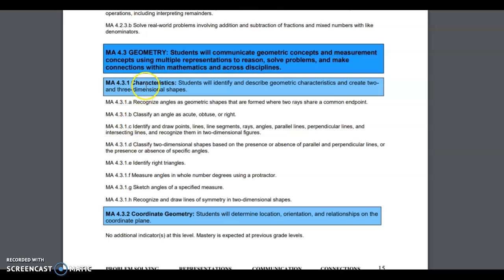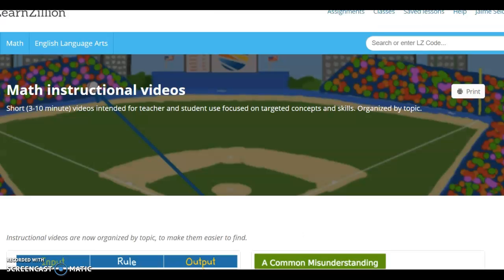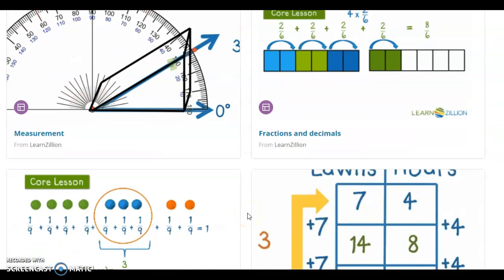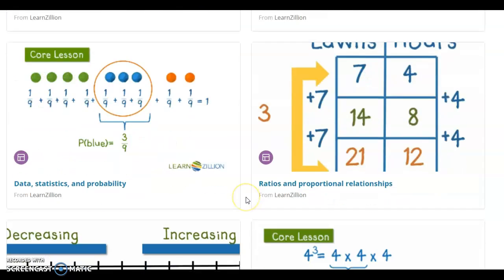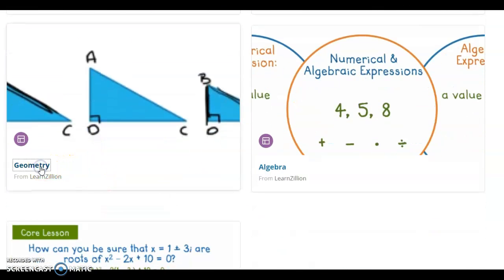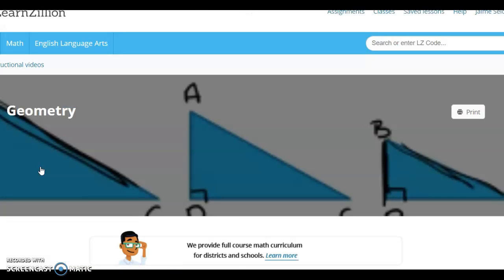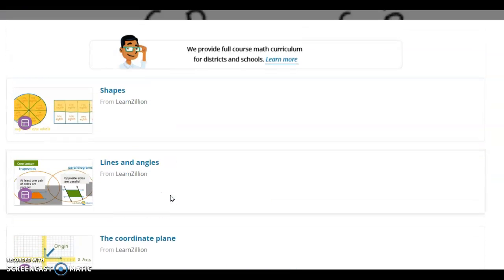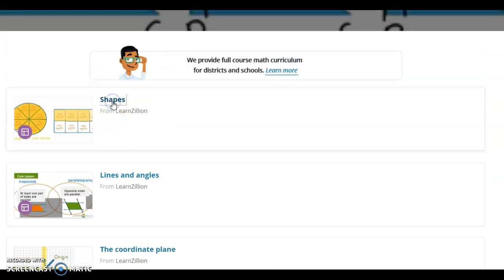The resource I will be discussing with you today is LearnZillion Math Instructional Videos. When you go to the website, it gives you a list of different topics like operations with whole numbers or fractions and decimals, for example. But I am going to scroll down to geometry. Once I click on geometry, it gives you more topics. I am going to click on shapes.